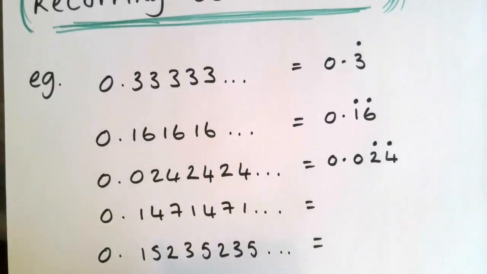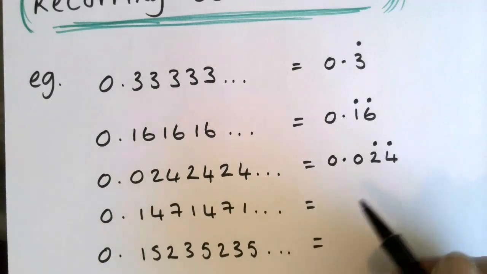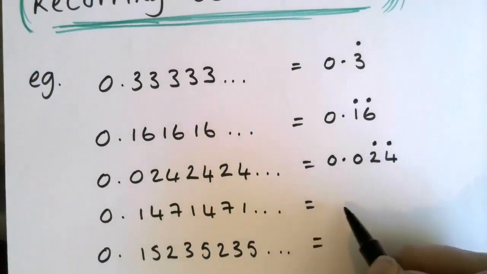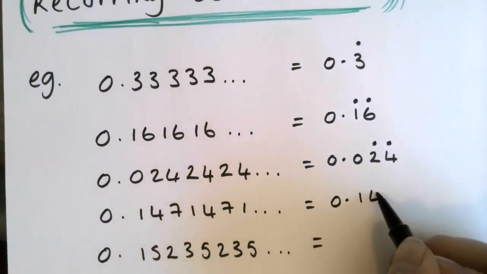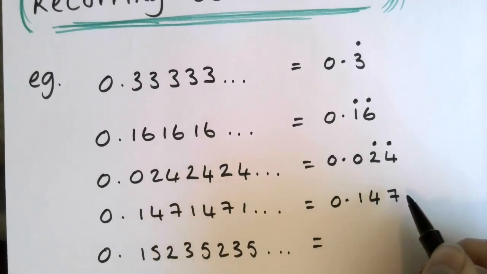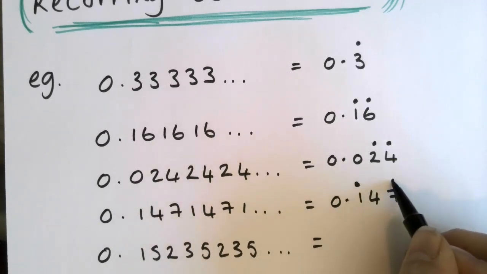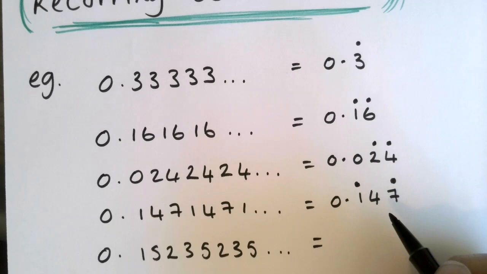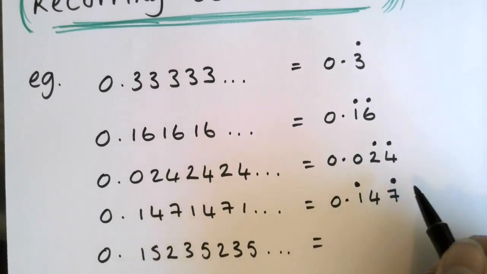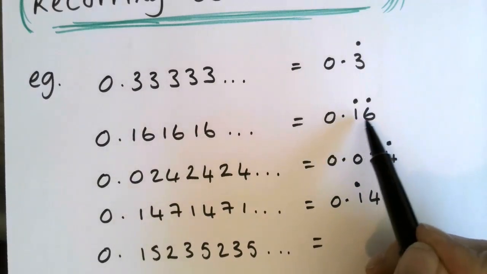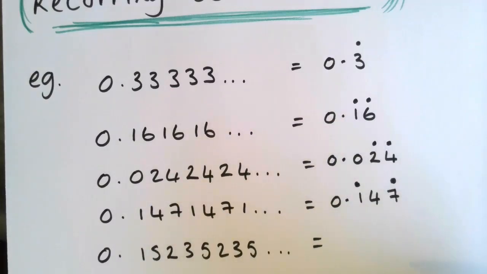Ones like this one here, so 0.147147, it's the 147 that is repeating. Now we don't do dots over all 3 of those. If it's numerous digits that are repeating like that, you just do it over the start and the end. Technically that's what we're doing here as well, it's just that there's nothing in between. So you just do your dots above the one at the start of the repeating pattern and the one at the end of the repeating pattern.